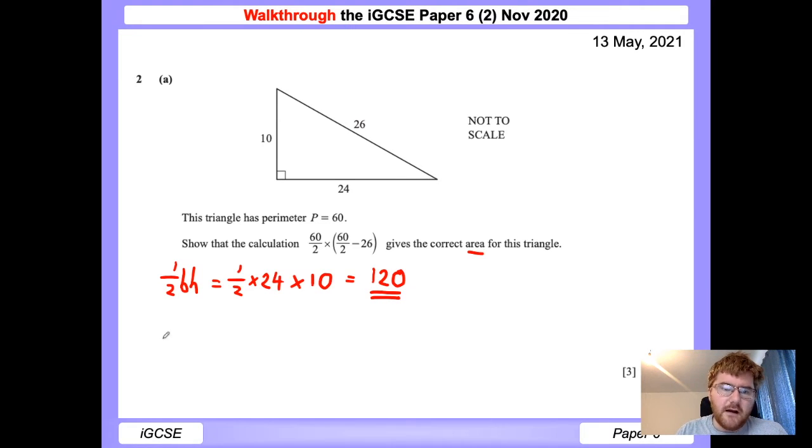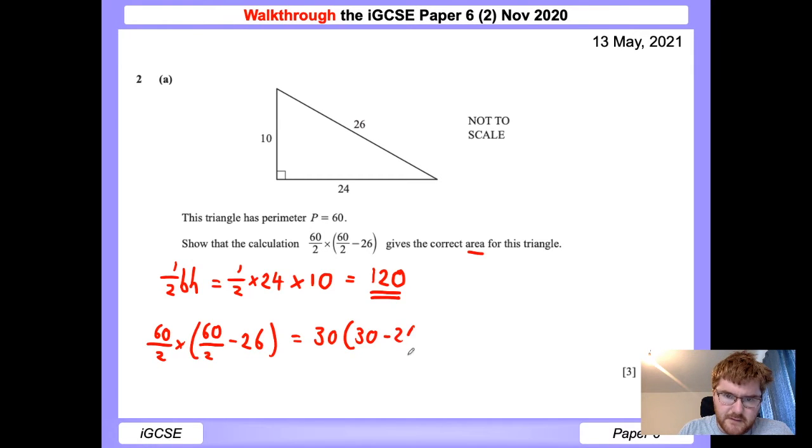And now with the formula above, I'm going to show that now as well. So I'm going to write it down. Just don't miss out on these communication marks. They're vital to getting full marks on this exam. Well, 60 over 2, or 60 divided by 2, is 30. 60 divided by 2 is also 30. And minus 26. And then we do the brackets first, so 30 is going to stay the same for the moment. Now 30 minus 26 is 4. And then 30 times 4 is 120.